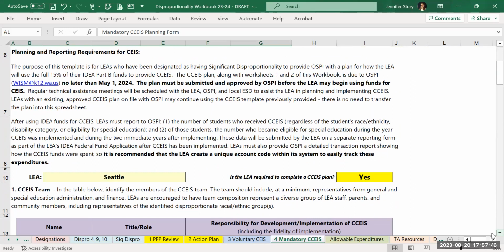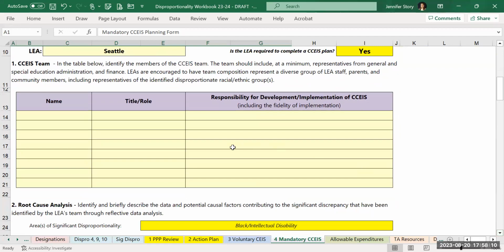Districts that have had significant disproportionality for multiple years have already worked with OSPI and have a separate plan in a different format. They are welcome to continue to use that format for completing their plans, or they could choose to use the format in this workbook. It's up to them. So it'll tell you if the district is required to complete this plan. This is more comprehensive than a voluntary CEIS plan because this is specifically tied to addressing the significant disproportionality that was identified in the data.